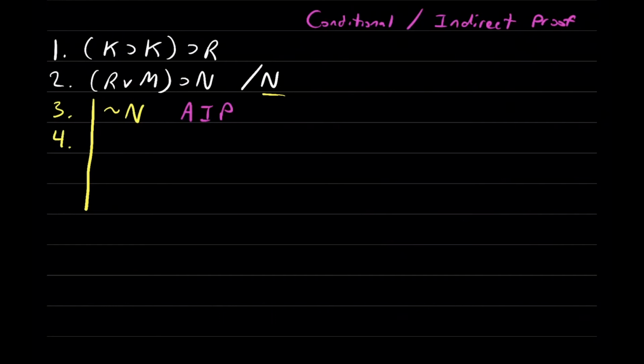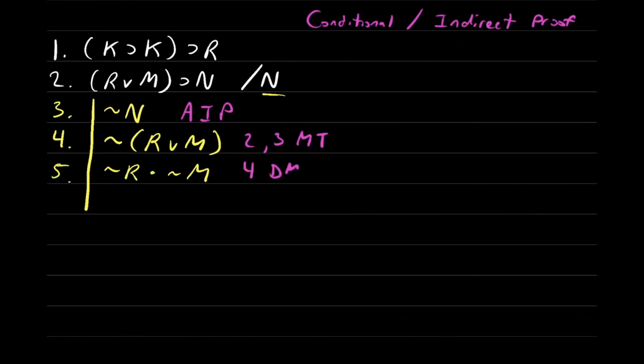I can do a modus tollens step, and that will give you the negation of the antecedent of line 2. So it's not the case that R or M. Okay, that's going to follow from line 2 and 3 by modus tollens. This should look an awful lot like De Morgan's rules. So I'm going to apply De Morgan's rule to line 4 to give me not R and not M. Okay, that's going to follow from line 4 by De Morgan's rule, DM.